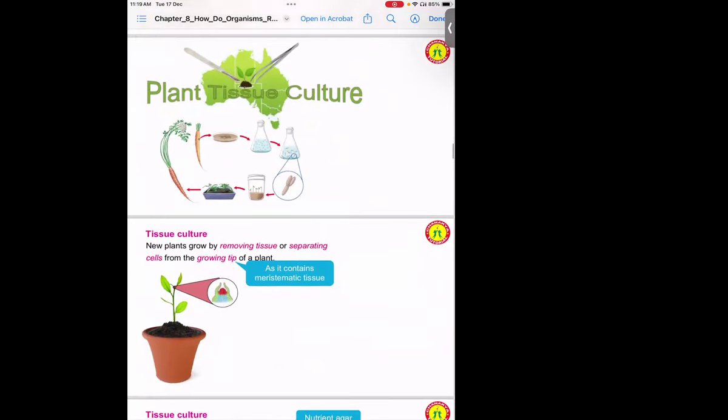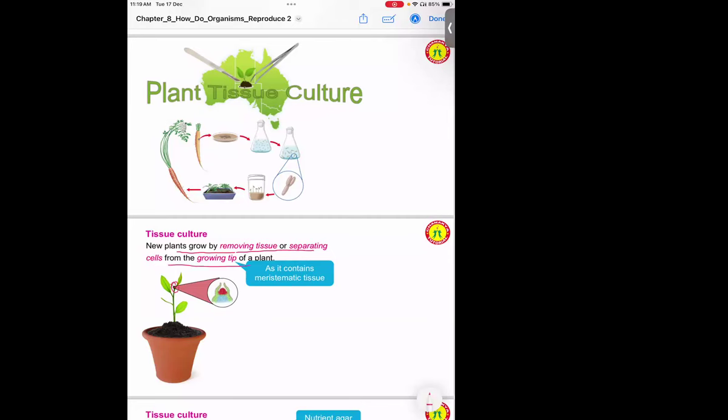So whatever we have studied till now was happening automatically because of the organism or the plants. But in plant tissue culture, we will be doing it in the laboratories, or in a separate area. In tissue culture, new plants grow by removing tissue or separating cells from the growing tip of the plant.